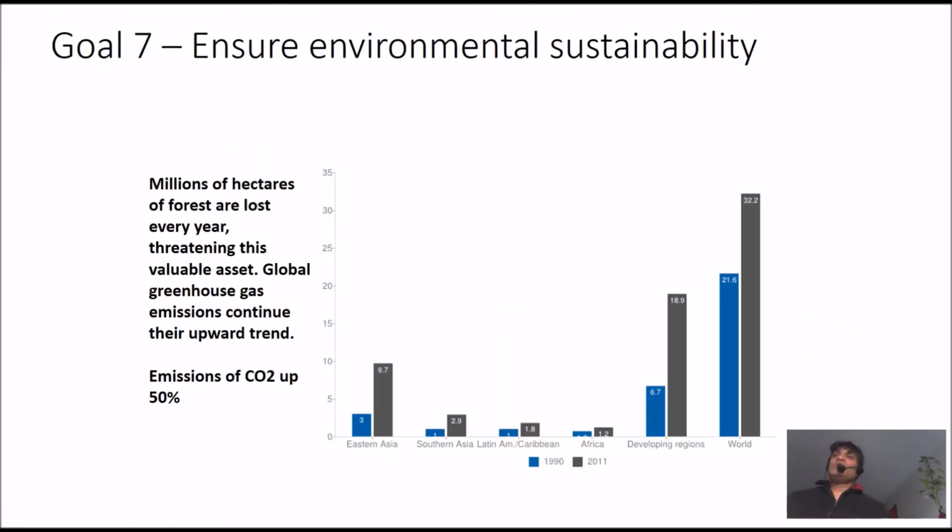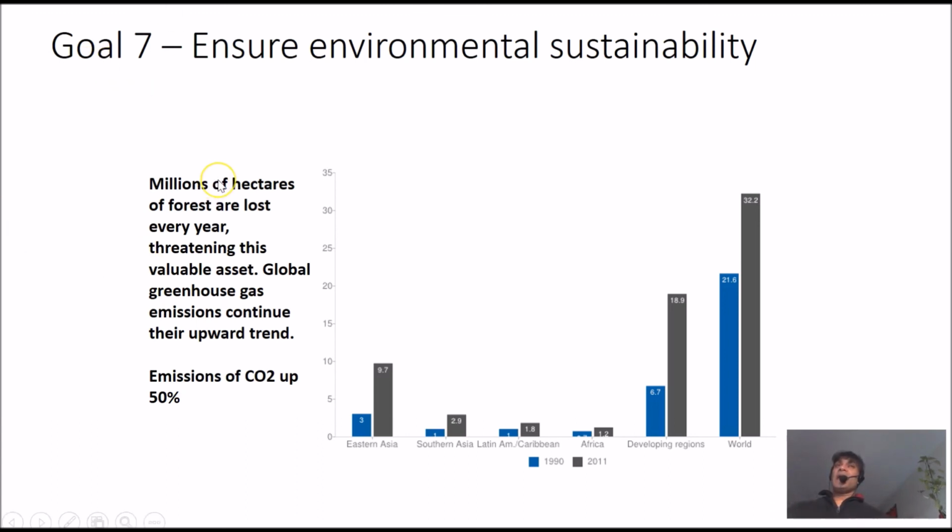Number 7, to ensure environmental sustainability. How can we measure this? Well, one way is to look at the emissions of carbon dioxide. This has gone up. So we've actually gone backwards with goal 7. And some people would argue that this is the most important goal, with climate change being the singular apocalyptic event that will affect your adult lives going forward. Why has it gone up?